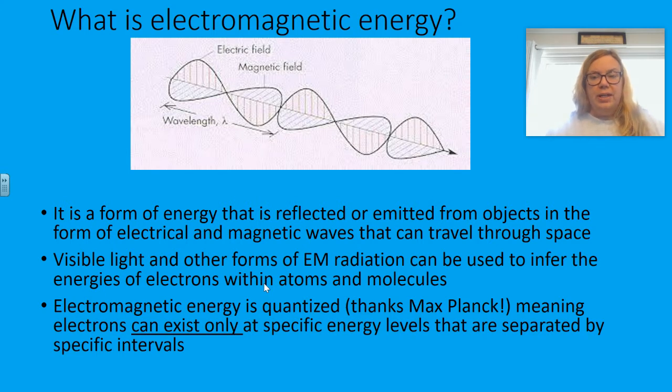Another person who was super present with all of this research was Max Planck. And that's where he said this electromagnetic energy is quantized. And if you think later down the road, we get the quantum mechanical model. But that means electrons can only exist at specific energy levels and are separated by intervals. So think of that when we get to 1s and 2s and certain energy levels within the subshells: the s, p, d, and f subshells.